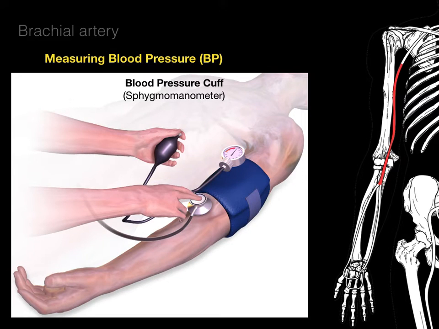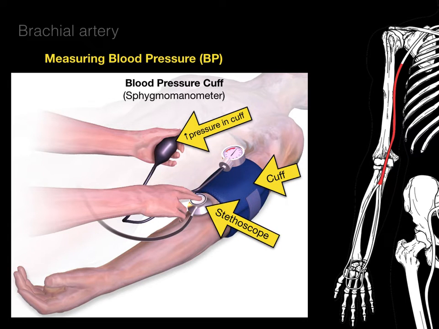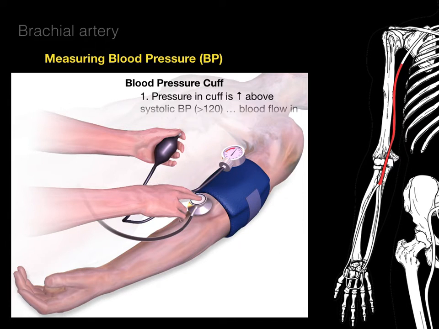And so to then measure blood pressure, we use a blood pressure cuff. And the way we use it is the following. We have the cuff here that expands with air, and we have this thing that you can squeeze and then adjust, so you can increase the pressure in the cuff or decrease it. And then there's a stethoscope to listen to the brachial artery. And so what happens is this.